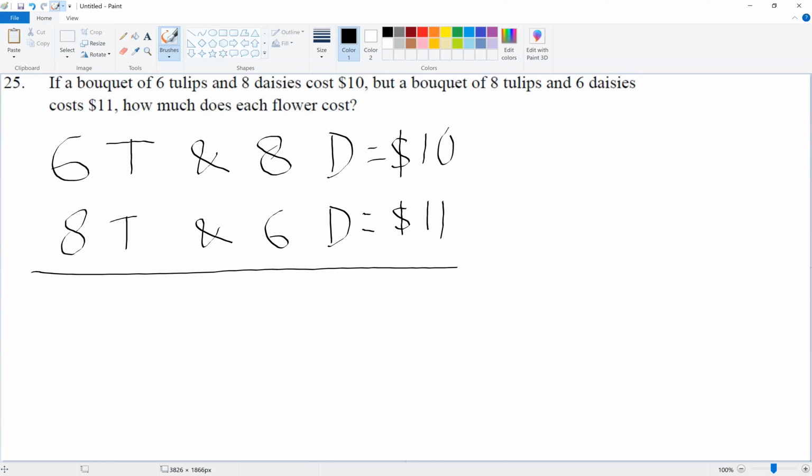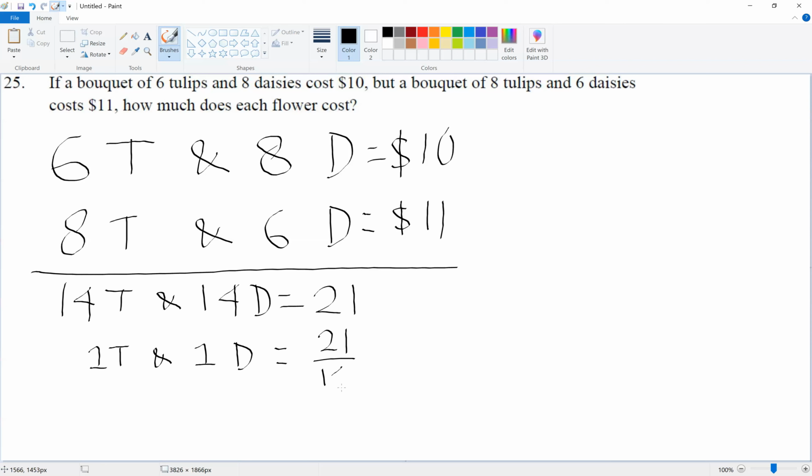You will have 14 tulips and 14 daisies. And I will have paid $21, correct? Yes. So from here, can I say 1 daisy and 1 tulip is 21 over 14, which is 1.50? Correct? Yes. And then if you look at these two lines, we replaced 2 daisies with 2 tulips, and the bill went up by $1. Correct?